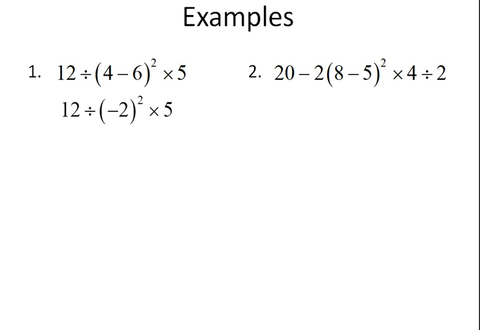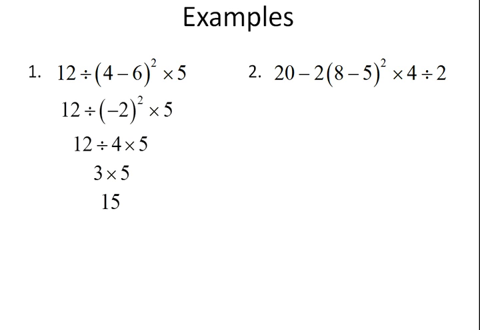The second step is to clear the exponents. The -2 is the only item being raised to the second power, which produces a +4. Our third step is to perform all the multiplication and division, moving left to right. 12 divided by 4 comes first and gives us 3. 3 then gets multiplied by 5, and we have 15. Since there is no addition and subtraction in this problem, our answer is 15.